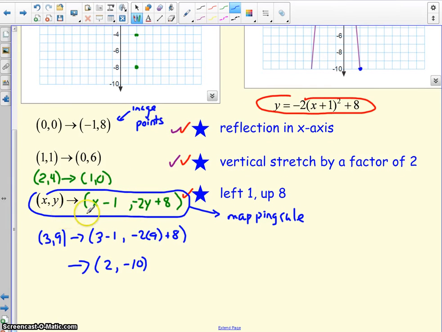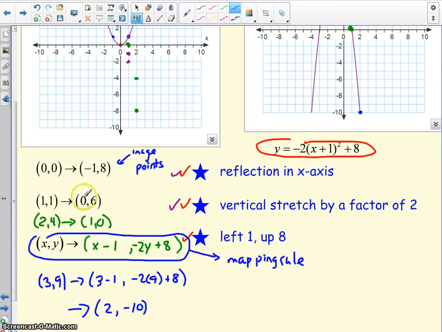Now, coming up with a mapping rule, hopefully, if we look at the mapping rule and look at the equation it came from, we can start to see a bit of a pattern as to where the different values came from. If we look at our transformations, they're moving left 1, which told us the x minus 1 part of our mapping rule. We had a reflection in the x-axis and a vertical stretch by a factor of 2, which gave us that a value of negative 2, which told me that my y value is multiplied by negative 2 in the mapping rule. And this plus 8 in the equation was our shift up 8, which gave us the plus 8 inside the mapping rule. So if we can go straight from the equation to the mapping rule, we should be able to go through this whole process of making the graph much, much faster.